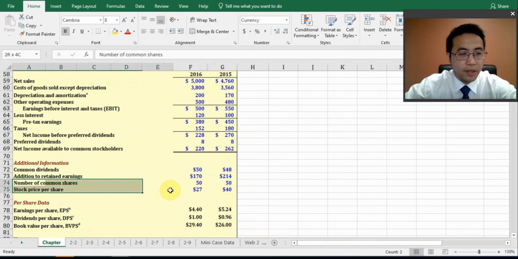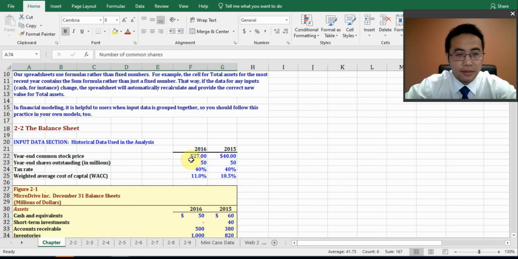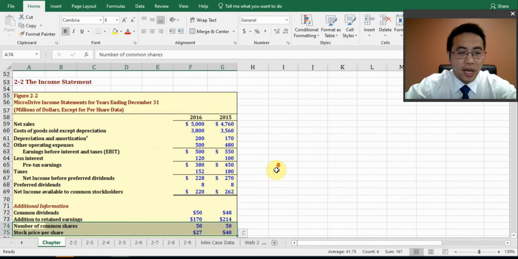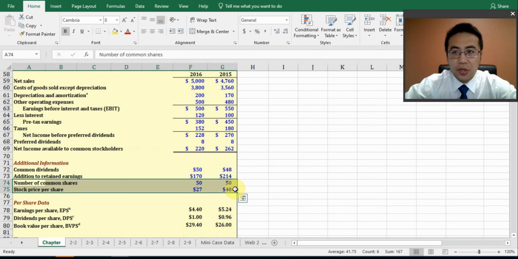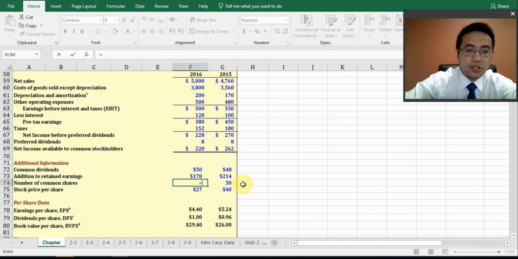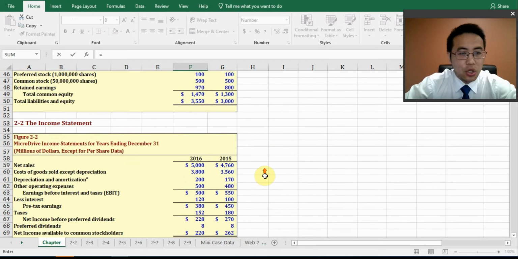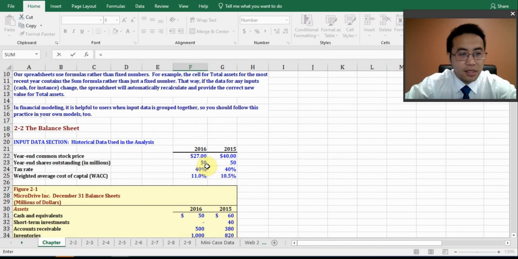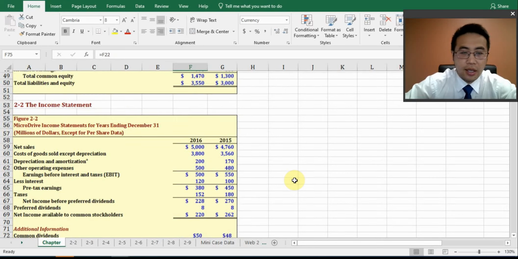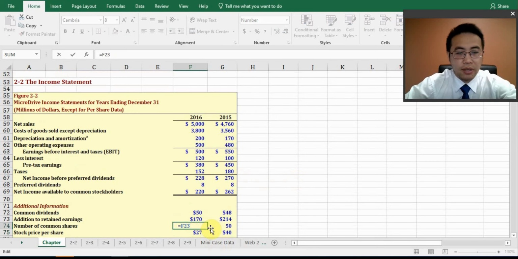For the number of common shares and the stock price per share, actually, they are all given information from the above cells. Still, I want you guys to put a formula in there because I want you to show where it comes from. First, for the number of common shares, I want you to link it to the above cell. It's right here. And then hit enter. So it's still 50, but there's a formula. And then drag this to the right, and it's linked to the given cell.